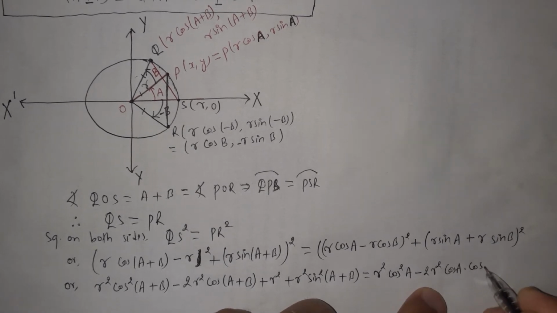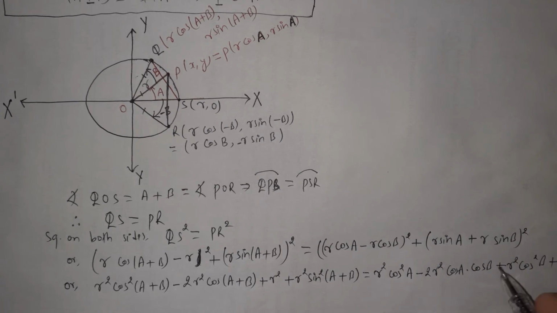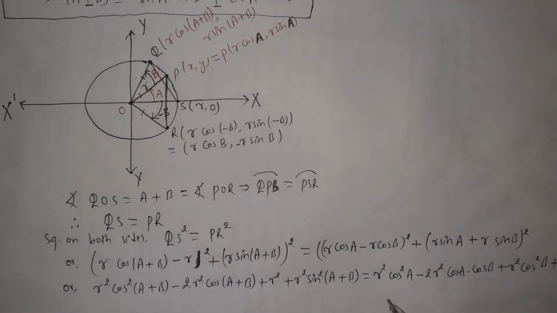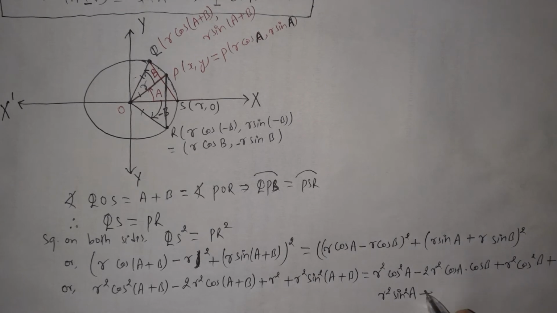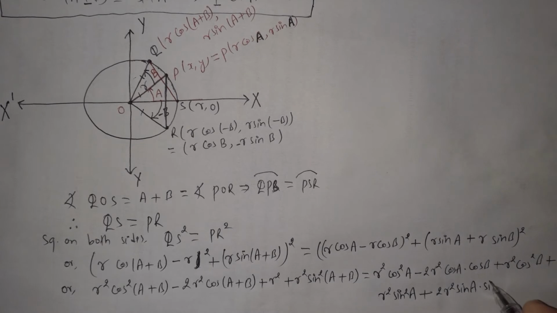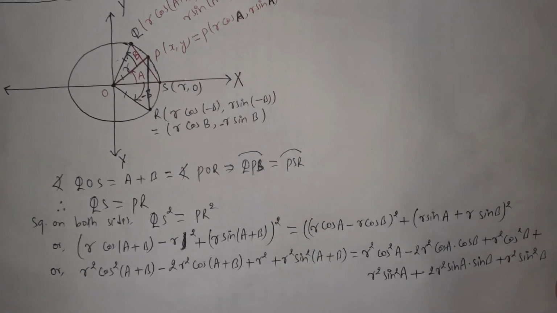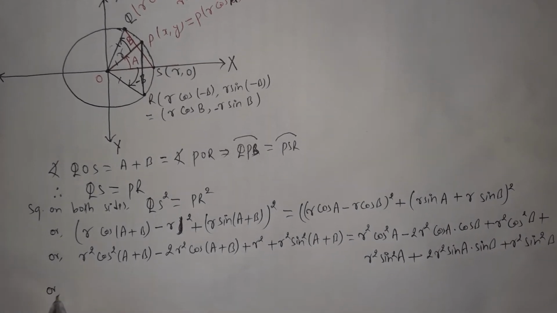cos A times cos B plus r squared cos squared B, plus here also we can use the formula. This is very lengthy. And here r squared sin squared A plus 2 r squared sin A times sin B plus r squared sin squared B. Here we just use the algebra formulas of (a plus b) squared and (a minus b) squared. Let's simplify this.